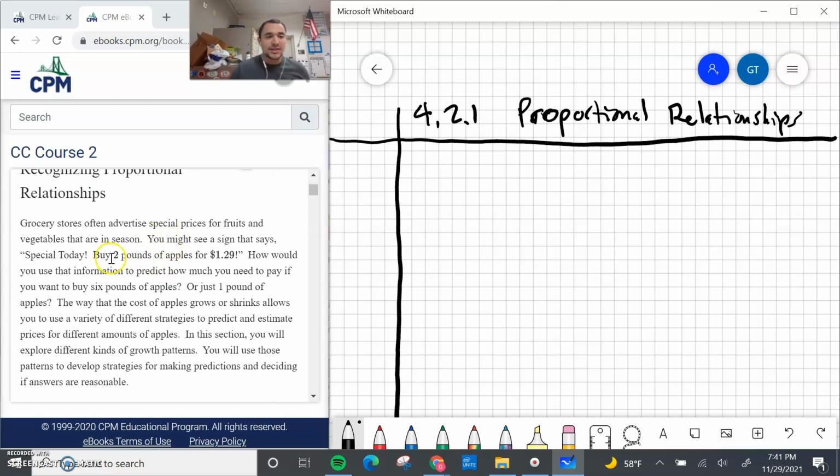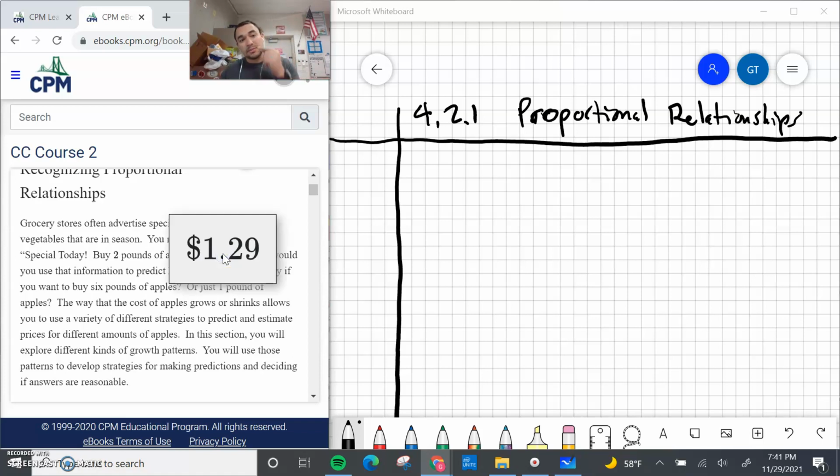Basically, let's say you see a sign that says you buy 2 pounds of apples for $1.29. Well, how much would it cost for 6 apples? Basically, what you do is you have the 2 pounds, you multiply it by 3. But if you multiply the 2 pounds by 3, you have to multiply the price by 3 as well.